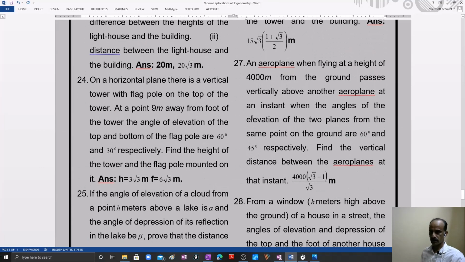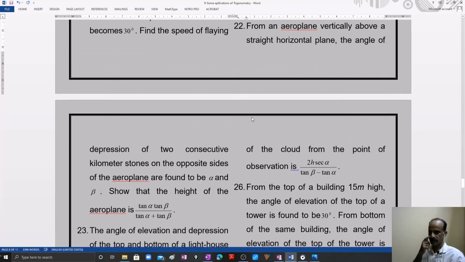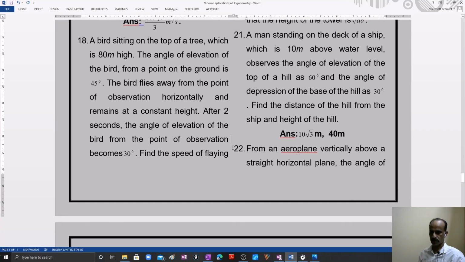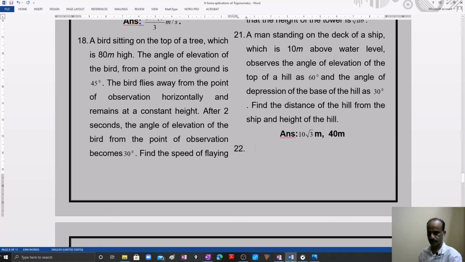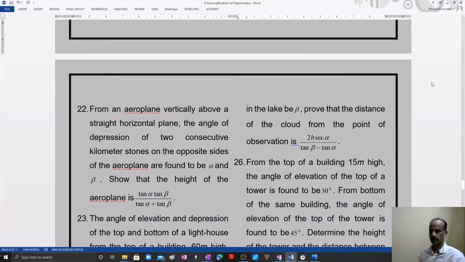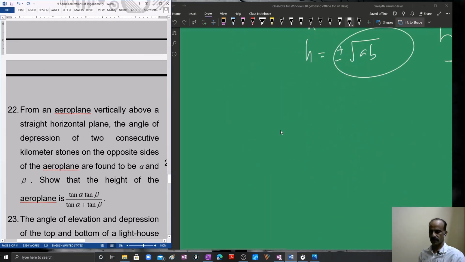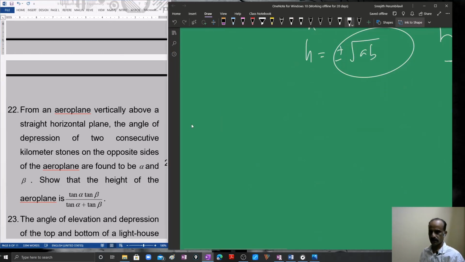Now we have several questions there. Go through the questions. You don't need to do all the questions, but selected ones. Now, question number 22. We don't expect this question this time, but still I'm just explaining it, because this year you are going to get simple questions straight away.